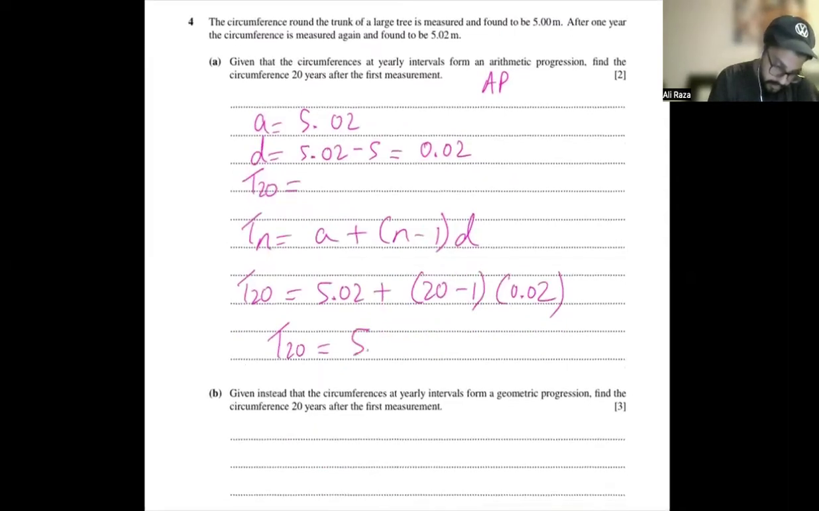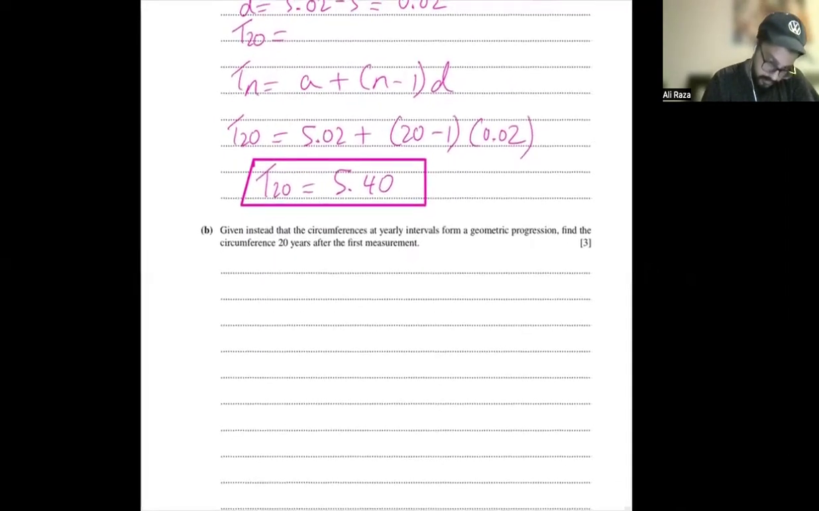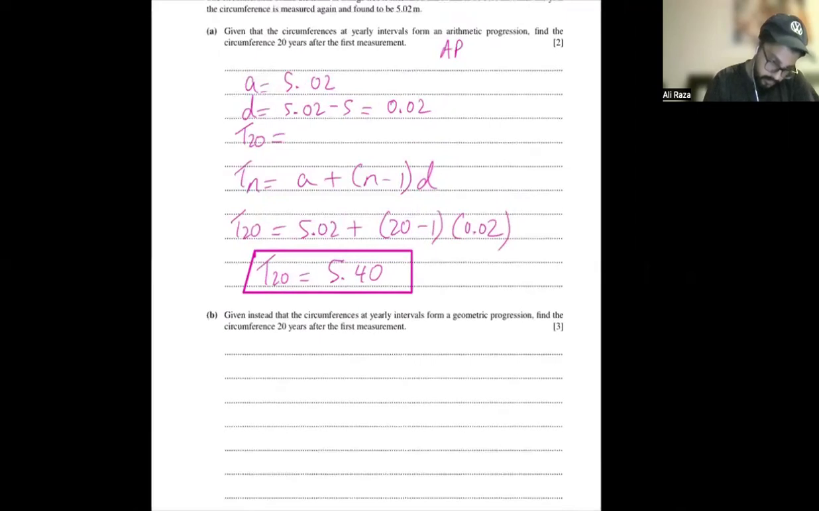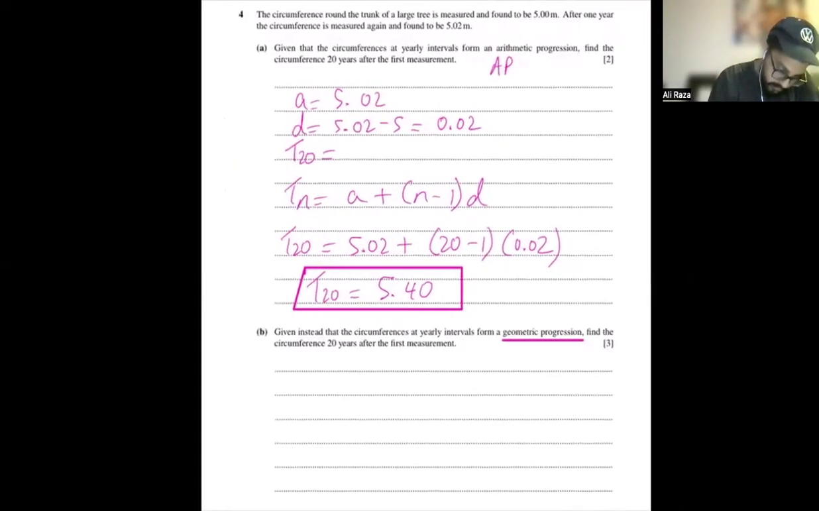The answer comes out to be 5.40 for the term 20 years after the first measurement. In part B, the same experiment is now following a geometric progression. So the term formula for GP is first term multiplied by the ratio power n minus 1.